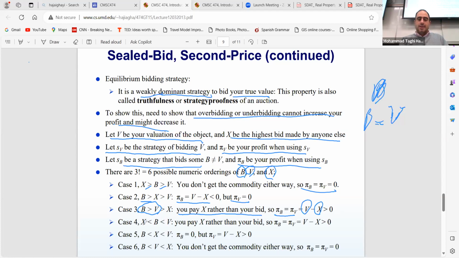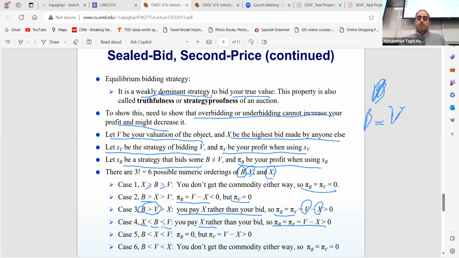What about X less than B, less than valuation? Here, essentially, these are both the same cases. Here you will overbid. Here you underbid. If you do underbid, again, no matter what happens, you pay X rather than your bid. So if you put V or B, there is no difference. And in both cases, you get V minus X.